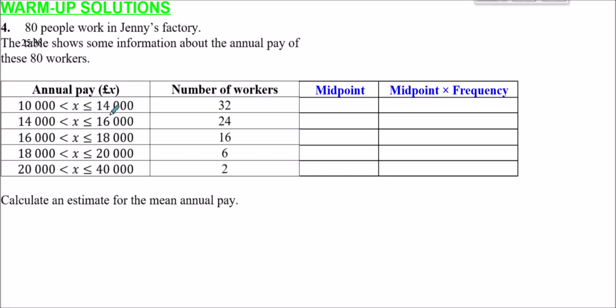Sure, some might be earning less than the midpoint and some might be earning more than the midpoint, but the idea is if you take the midpoint, chances are more or less it'll average itself out, with people a bit higher and a bit lower, making it fairly standard. So here we've got 10,000 and there's 14,000. So the midpoint of these is going to be 12,000.